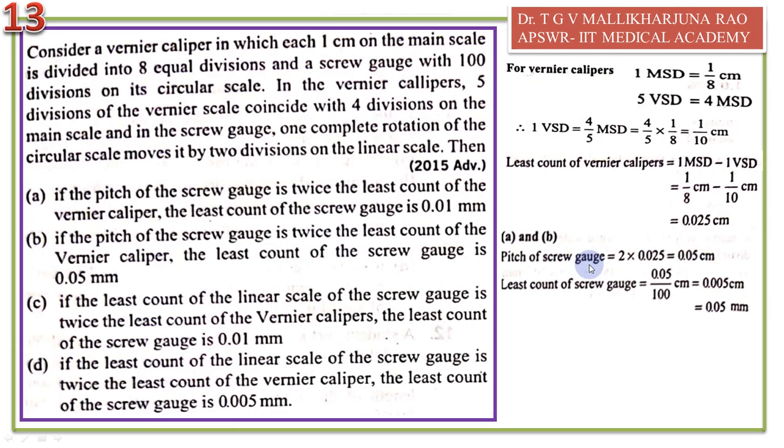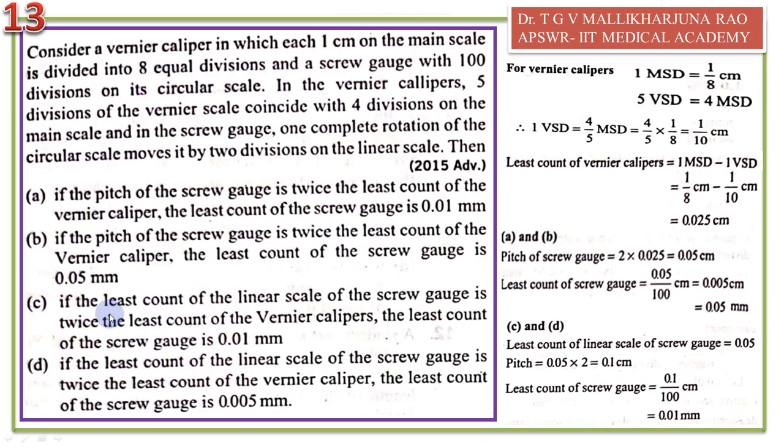That means the pitch of the screw gauge is 0.05 centimeter. Then the least count is the pitch of the screw divided by the number of divisions on the circular scale. How many divisions do we have? Here in the data they gave 100. Therefore 0.05 centimeter by 100 becomes 0.05 mm. Therefore B option is correct and A option is wrong. Then come to the remaining 2 options.